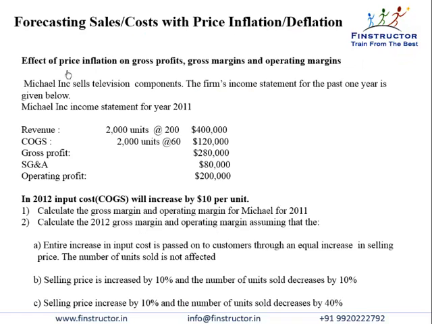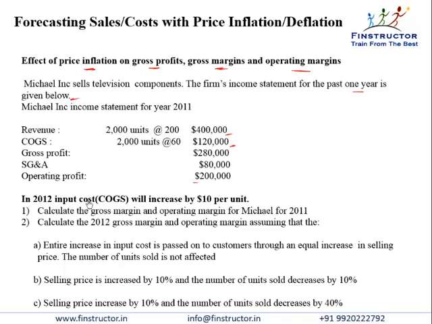So let's understand the effect of price inflation on gross profits, gross margins, and operating margins. Michael Incorporated sells television components. The firm's income statement for the past 1 year is given below. So revenue is $400,000. Cost of goods sold is $120,000. The gross profit, SG&A, and operating profit is given.